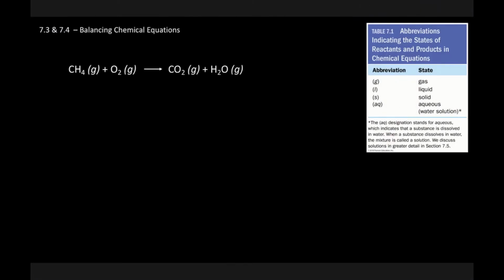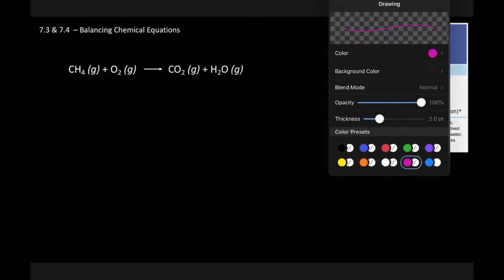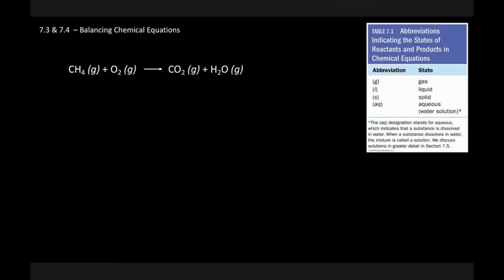Hello, Honors Chemistry, and welcome to Chapter 7, Sections 7.3 and 7.4, where we talk a little bit about the art of balancing chemical equations. Now, this should really be a review from 8th grade, right, because you guys have done this already. So this should be quick and simple.